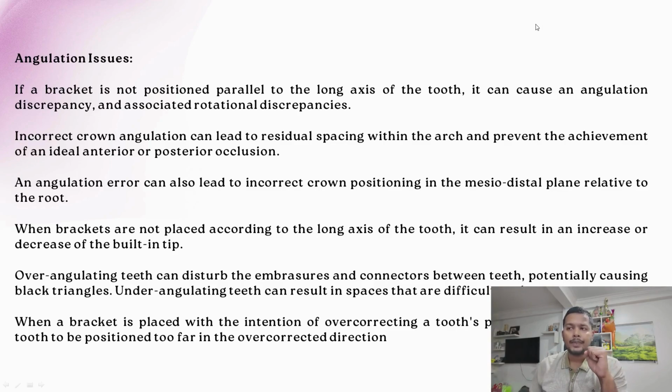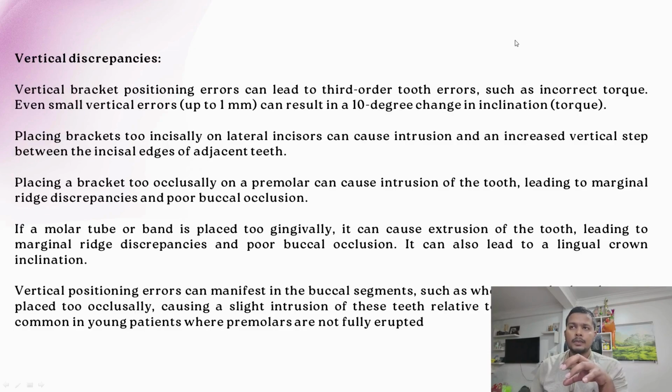Over-angulating teeth can disturb the embrasures and connectors between the teeth, potentially causing black triangles. Under-angulating teeth can result in spaces that are difficult to close. When a bracket is placed with the intention of overcorrecting a tooth position, it can cause the tooth to be positioned too far in the overcorrected direction.